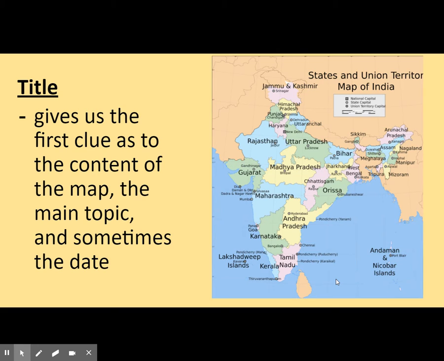So when we look at this map here, in our example, it's the States and Union Territories map of India. So even without looking at the map, you know that the map is going to show us states and union territories in India. And this is a political map. It's showing us the different political boundaries, but we get all of that from the title.